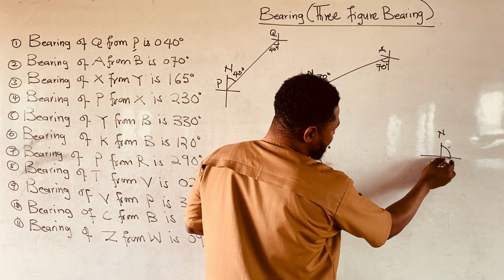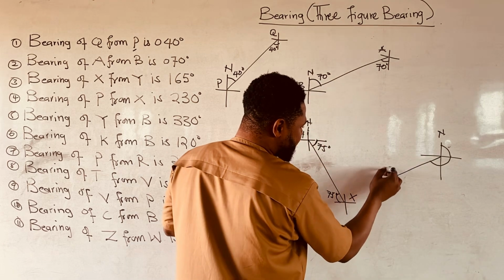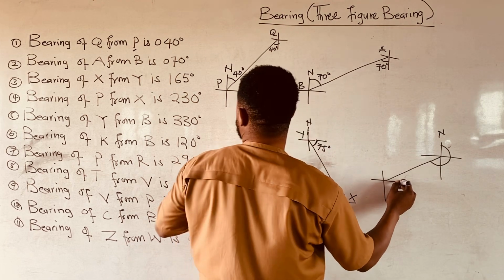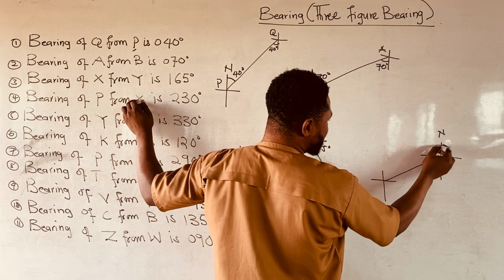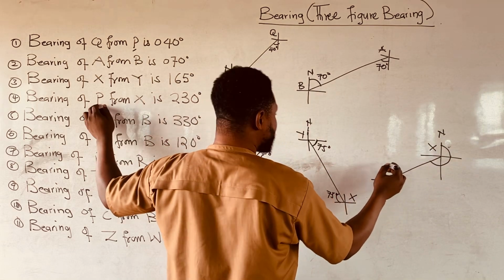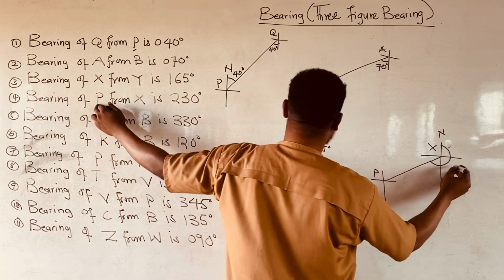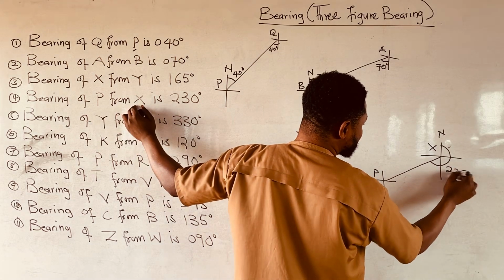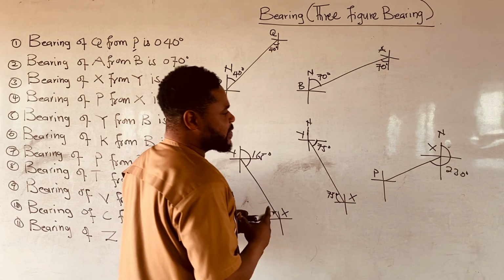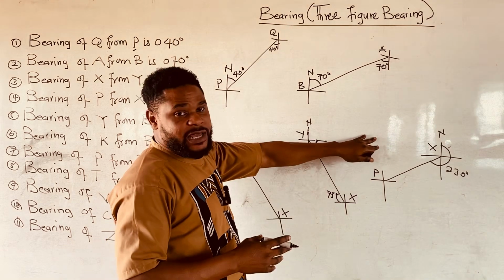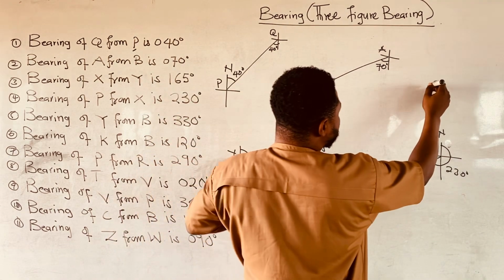More than half. All right? I take my cardinal point like this. All right? And from X, so X will be here and my P will be here. And this will be what? 230 what? Degrees.